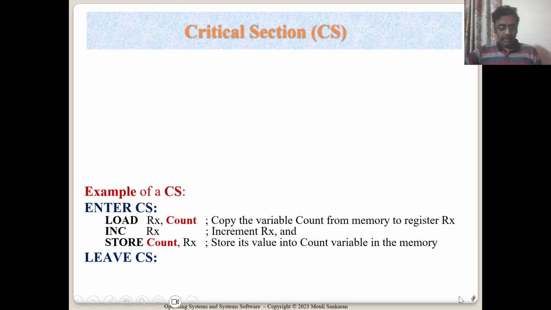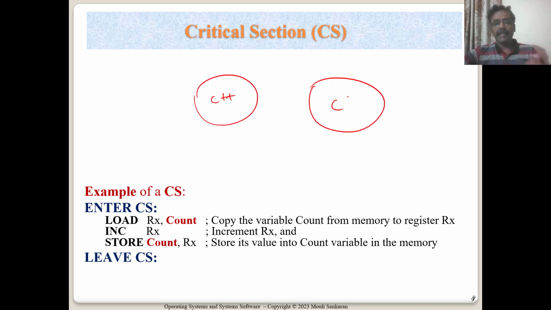Now, a simple example: instead of a linked list, imagine a single variable, count, being updated by multiple processes. You have a C++ here. It's not the language, I'm saying C is a variable here, so I am doing C++, that is, count++. I'm calling the count variable C. When I am doing it, you need to have a critical section here. Enter the critical section.